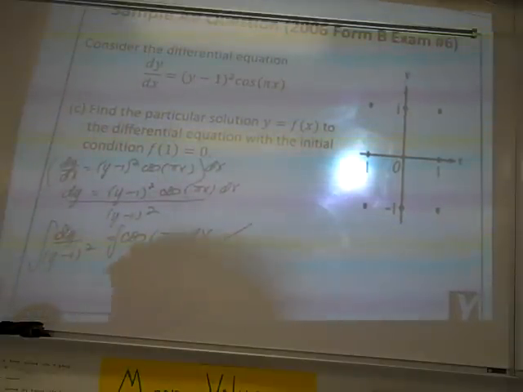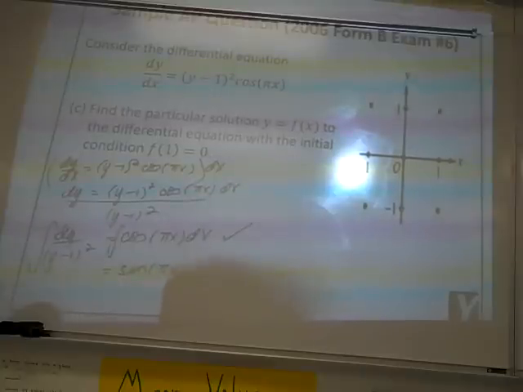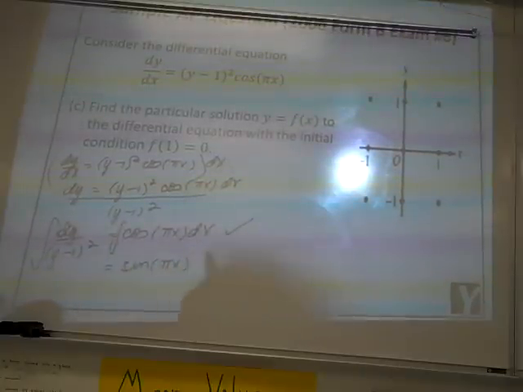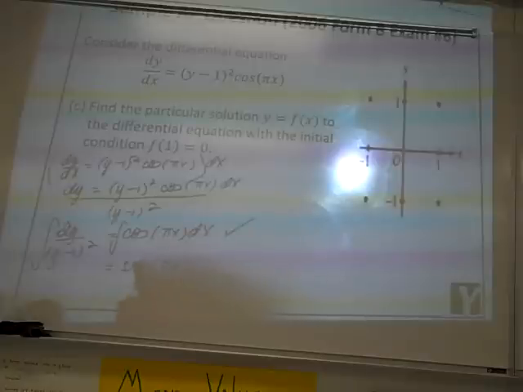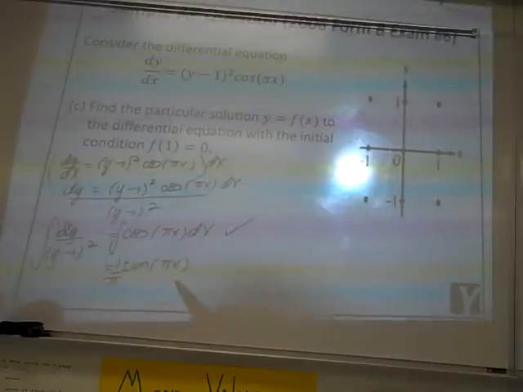The integral of cosine pi x, well, that's going to have to involve sine of pi x. However, if I do the check, if I take the derivative of sine of pi x, that would give me cosine of pi x times pi. I don't have a times pi here, so it must be because when I do the integration, I have actually 1 over pi sine of pi x plus c.